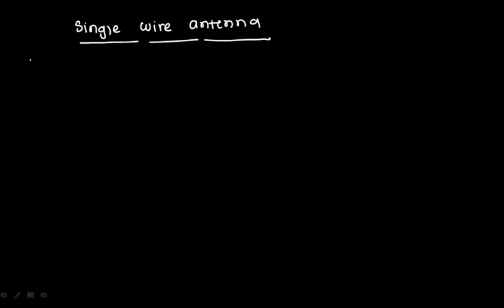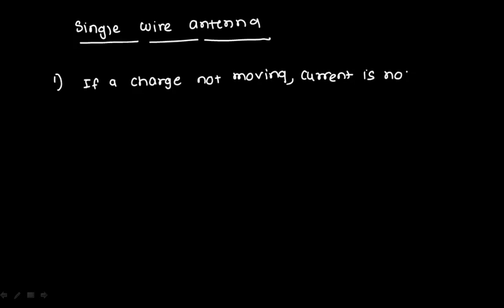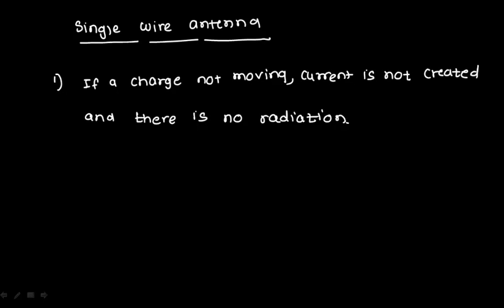So the first condition: you can see if a charge is not moving, your charge Q is not moving, what will happen? The current is not created, and there is no radiation. Your charge is not moving, so there will not be radiation. This is the first condition.